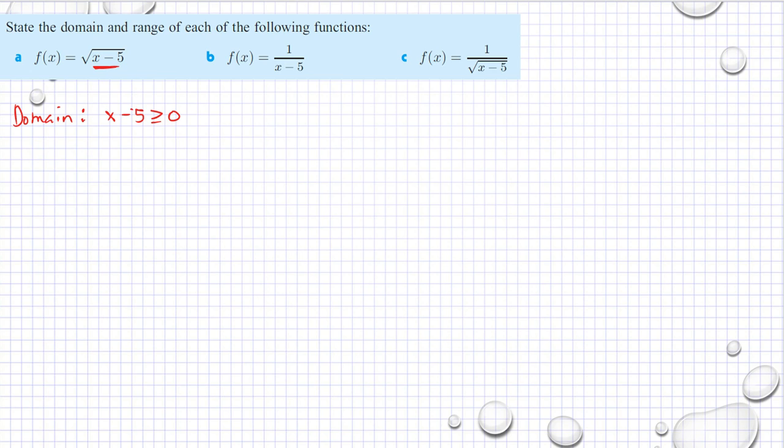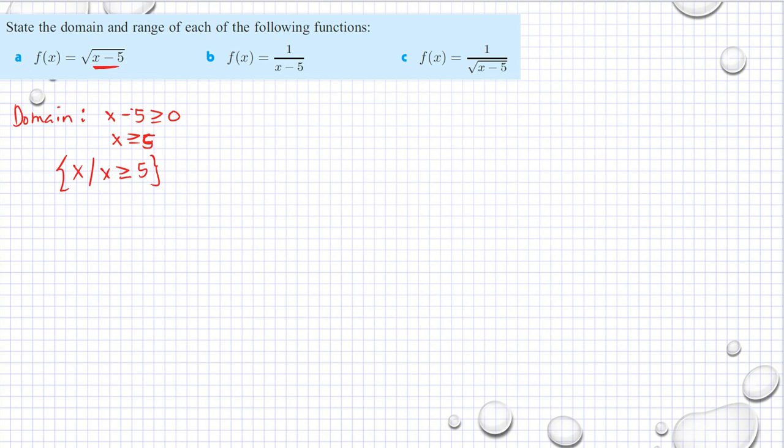Always, because if I have a negative here, then it should be an error. It should be, what's this? An imaginary number, a complex number. No, an imaginary number. Okay? So that means x should be greater than or equal to 5. So our domain is all x such that x is greater than or equal to 5.